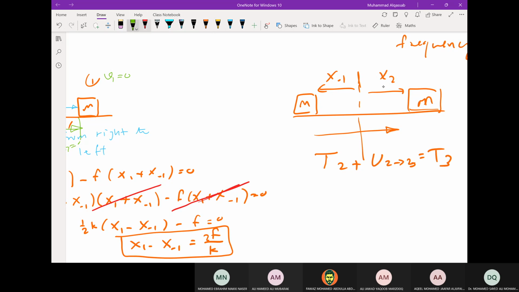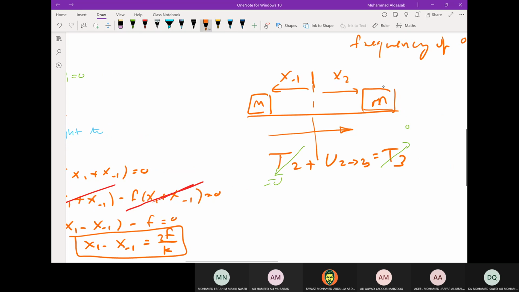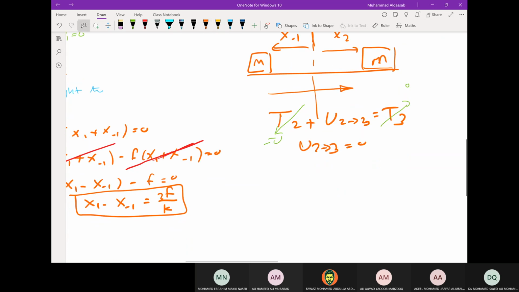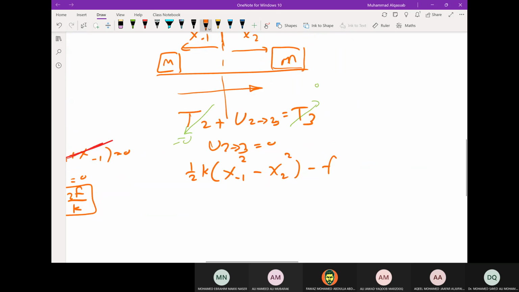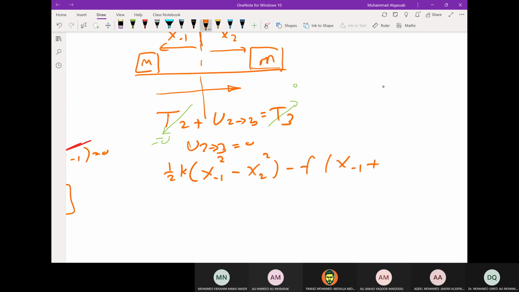And again, the kinetic energies are both 0 because those are extreme positions. Then we have only U from 2 to 3 equal to 0. The work again is for the spring and the friction force. The spring is 1/2 k (x of minus 1 squared minus x of 2 squared) minus f times d, and d here is x of minus 1 plus x2, equal to 0.